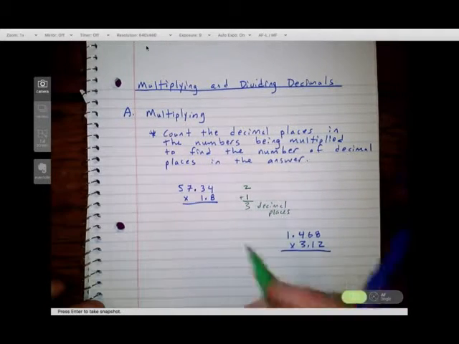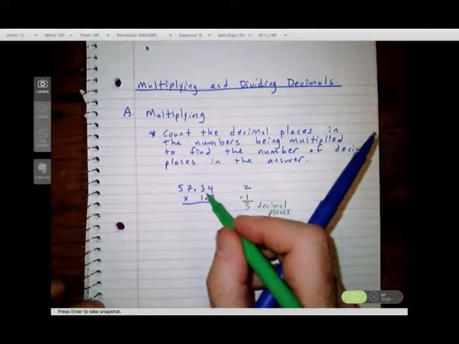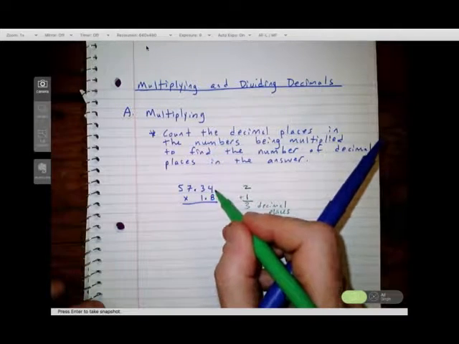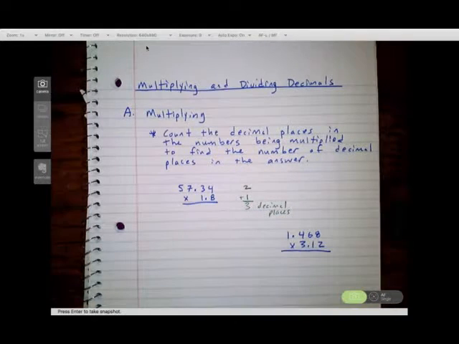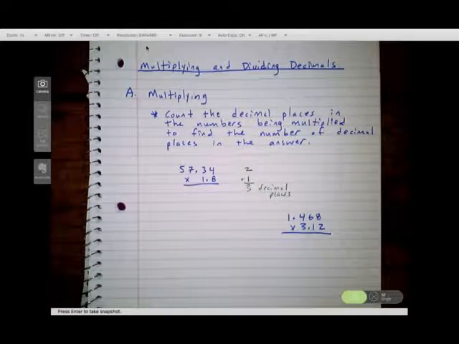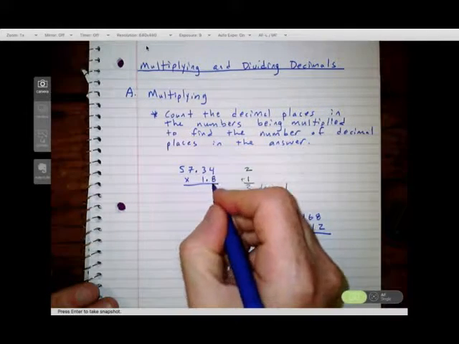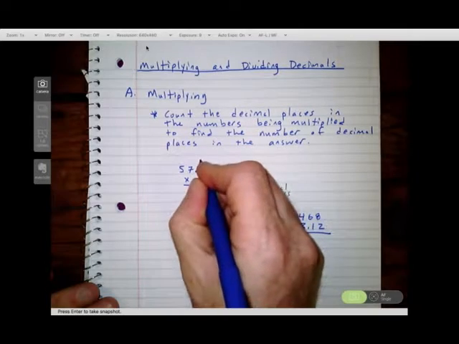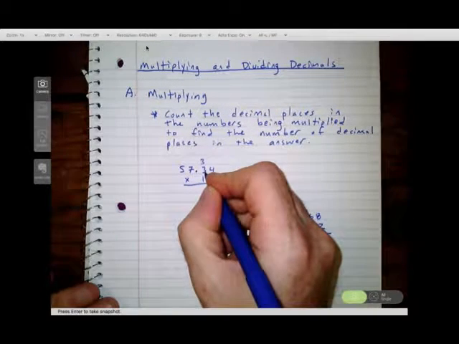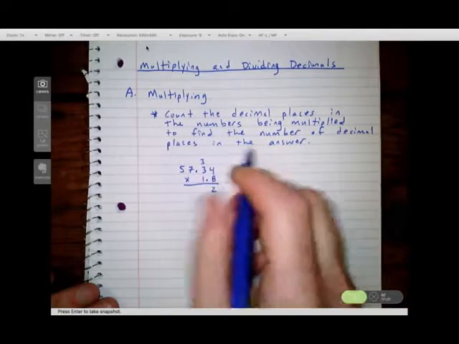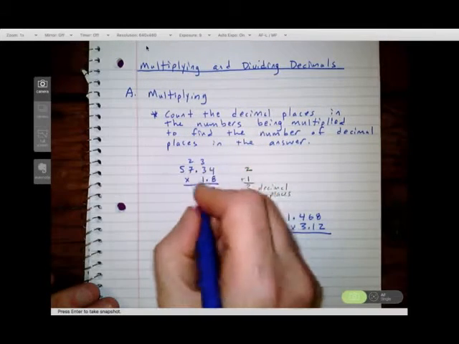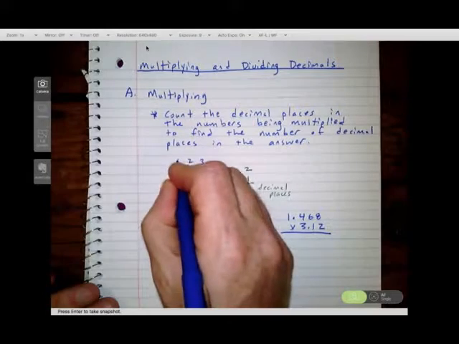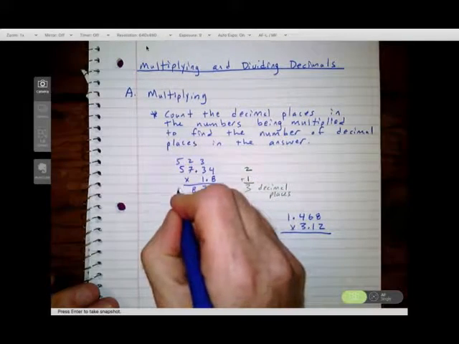When I was a kid, what I learned to do was to count from one decimal to the next. So 1, 2, 3 decimal places, because there's 3 numbers after the decimals in the numbers being multiplied. And then we just multiply like we normally would. Okay, 8 times 4 is 32. 8 times 3 is 24, plus 3 gives me 27. 8 times 7 is 56, plus 2 is 58. And 8 times 5 is 40, plus 5 is 45.